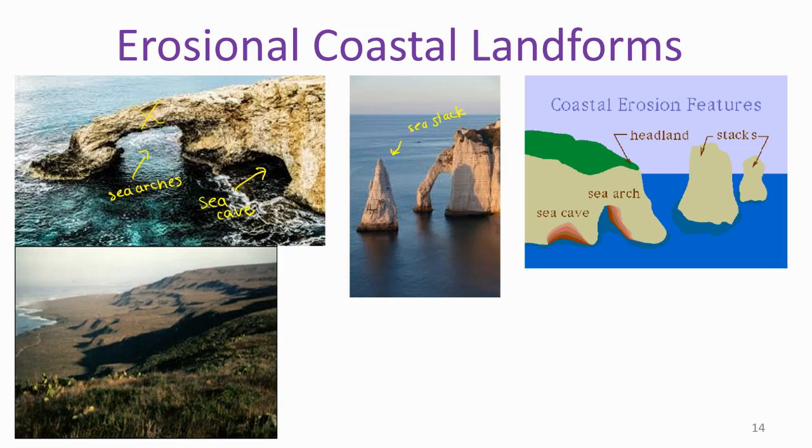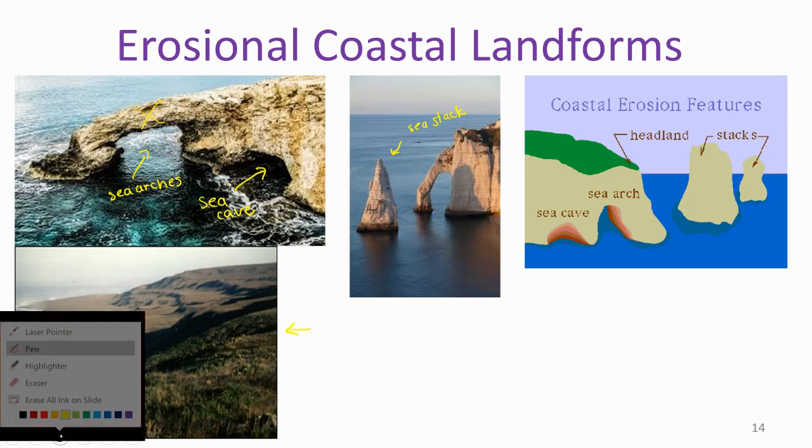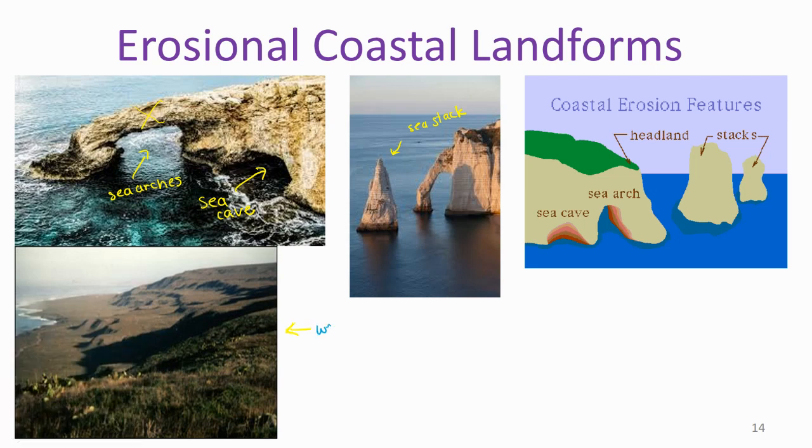Okay. And in this picture, we can see something called wave-cut terraces. These are leveled platforms that form from the base of a sea cliff.